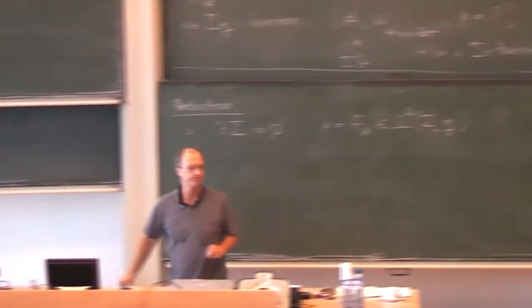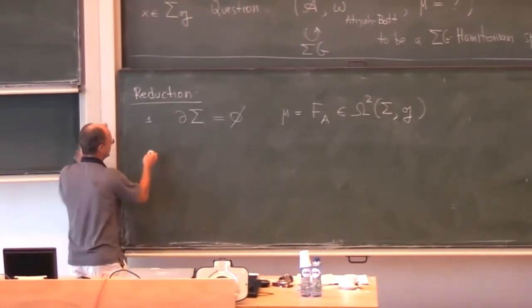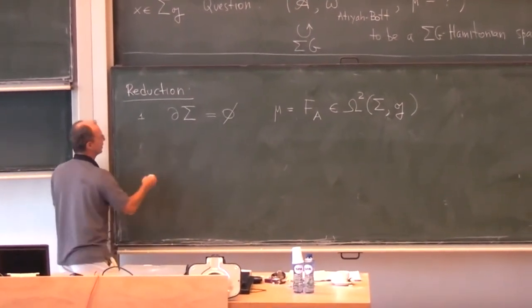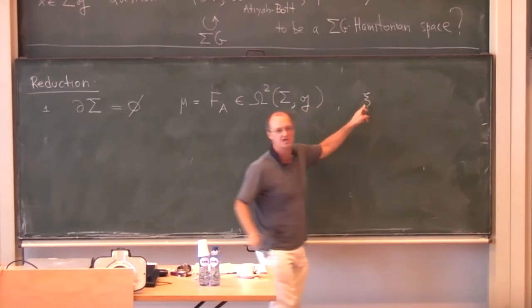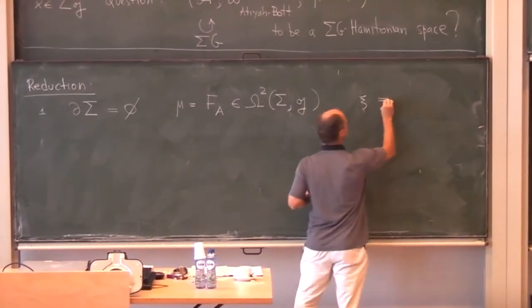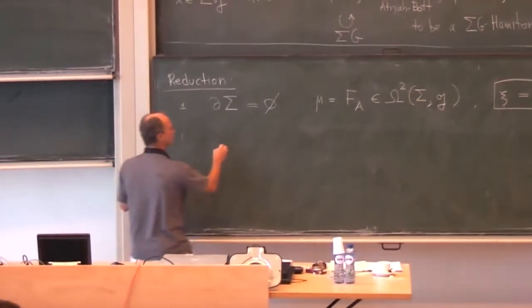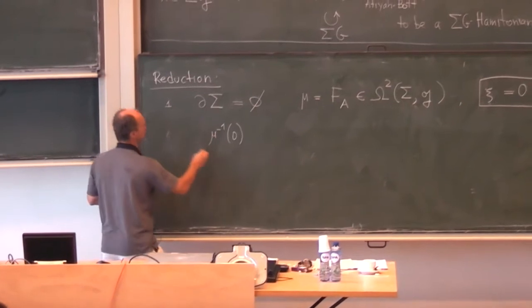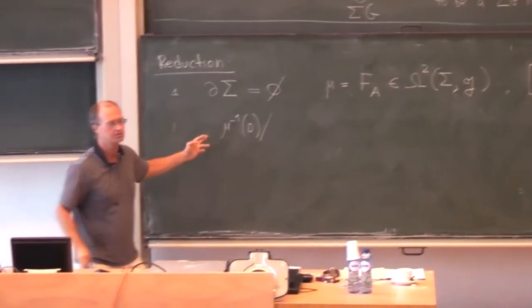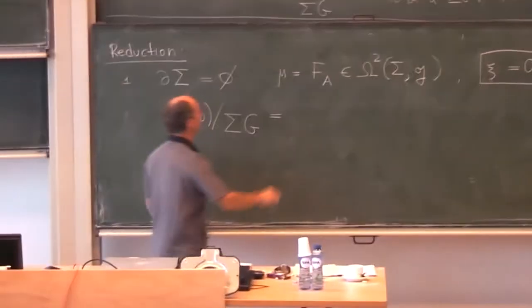Here, for whatever reasons, it takes values in Omega^2 of sigma, g. Now, we can at least formally proceed with the reduction. Remember we need to choose the value psi at which we do reduction, and we choose psi equal to 0. So we consider mu^{-1}(0), and we should divide it by the action of the gauge group.